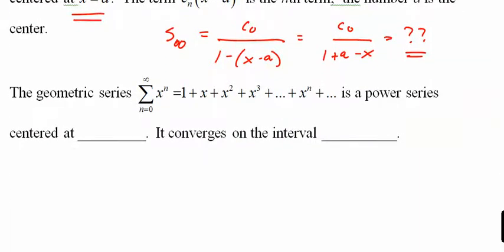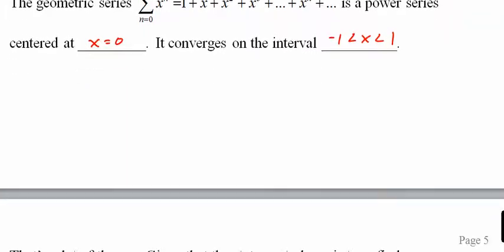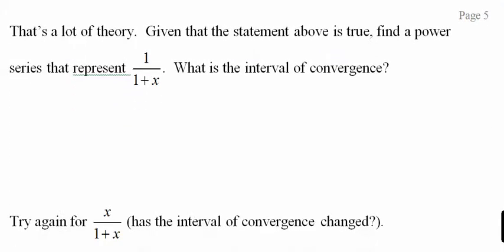So this is a power series, and I already said this. It's centered at X equals 0. And it converges on the interval. Well, didn't we just say its absolute value of X is less than 1? No. We've got to write it as an interval. Negative 1 less than X less than 1. Why do we do that? You'll see. It makes the math easier going forward. And you're going to need that because it gets complicated. So that's a lot of theory.